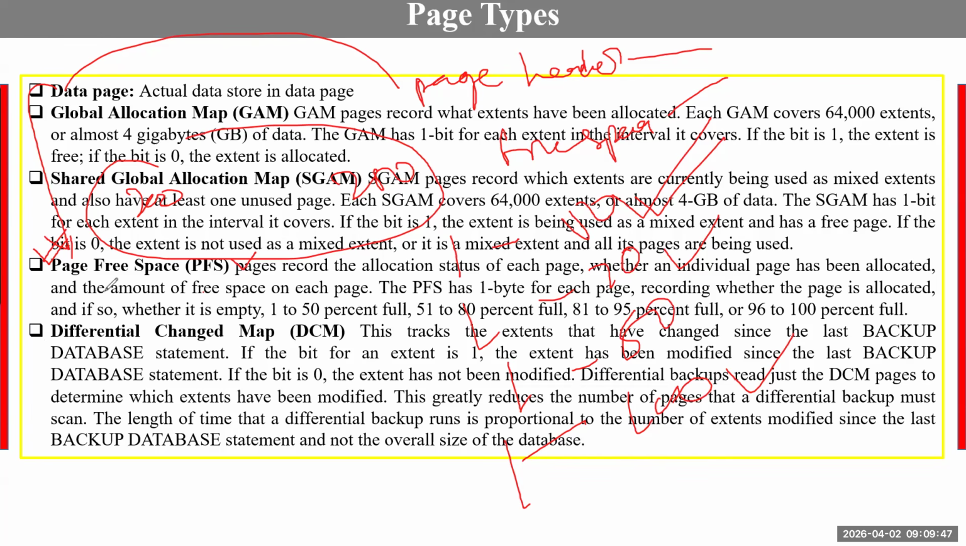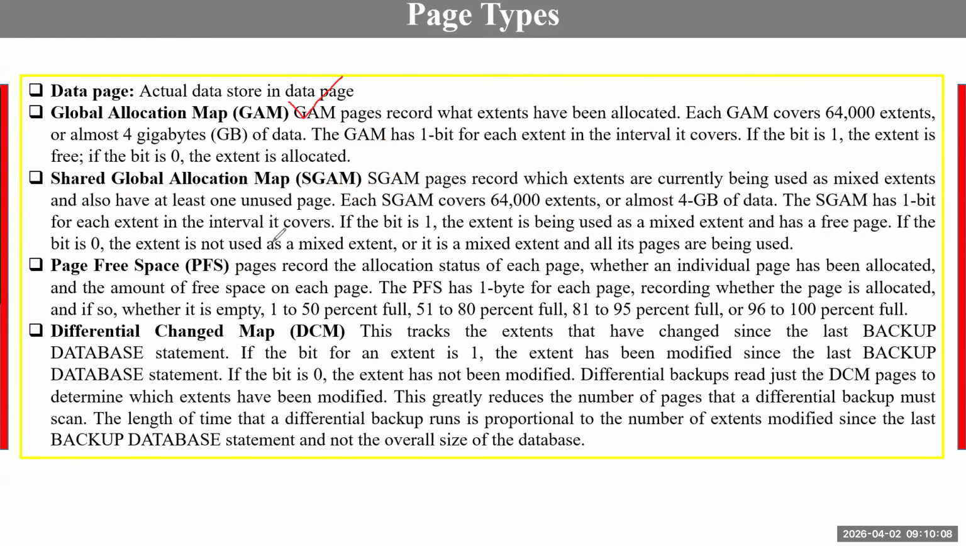So whenever you are loading data, first it will go to the PFS page to verify whether any free pages are available, and try to load the data in those data pages. Once the PFS page finds that all the data pages are consumed, what will it do? It will go to the GAM page. GAM stands for Global Allocation Map, which is nothing but extents.